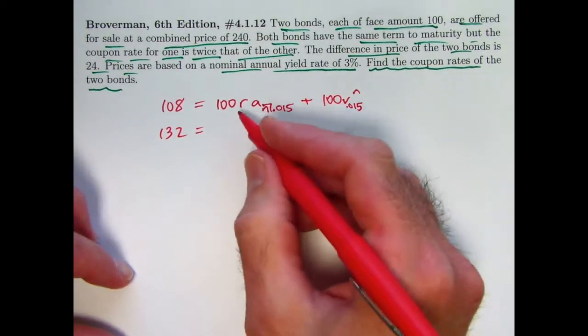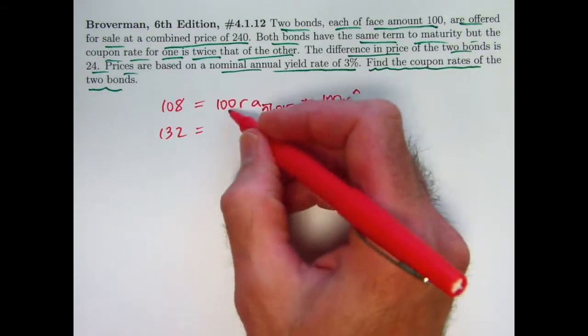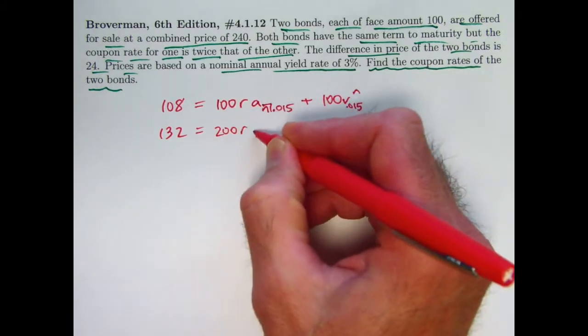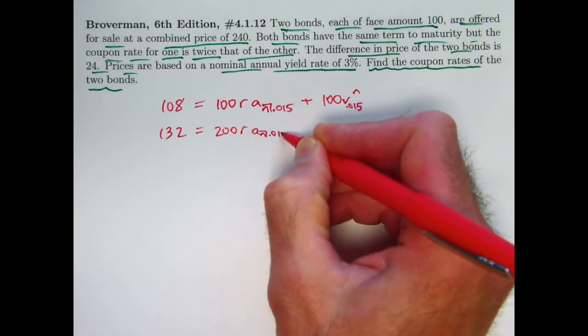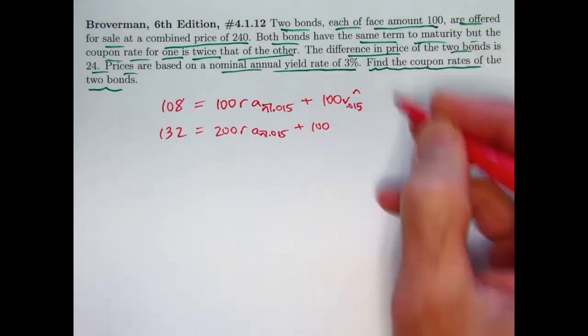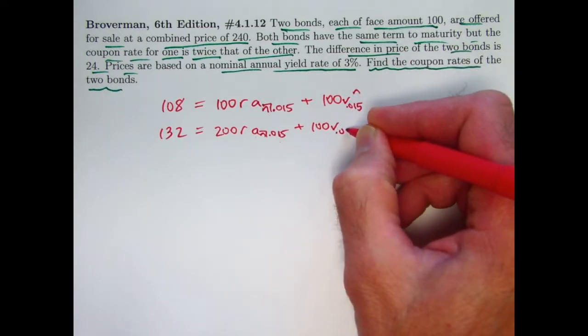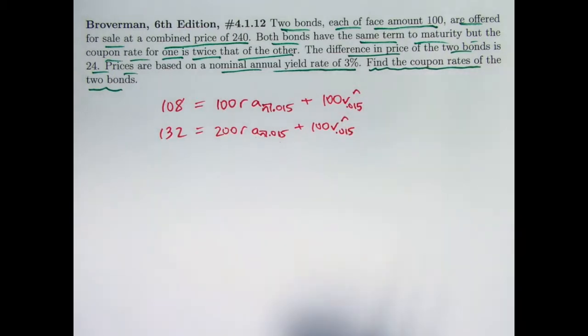With the other one, the coupon rate would be 2r instead of just r. So you'd get 200r a sub n at 0.015, plus the same redemption amount again. That would be assumed to be the face value. This is redeemable at par times v sub 0.015 to the n power. So a system of equations. What are the unknowns? The unknowns would really be r and n.